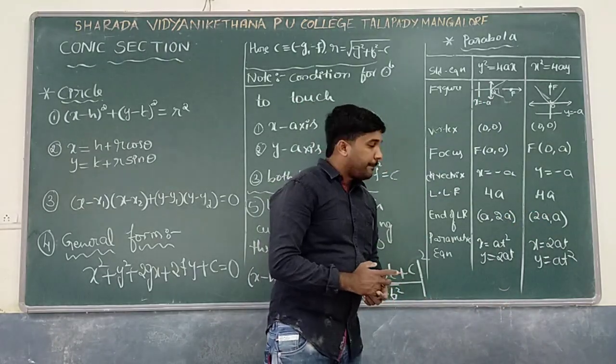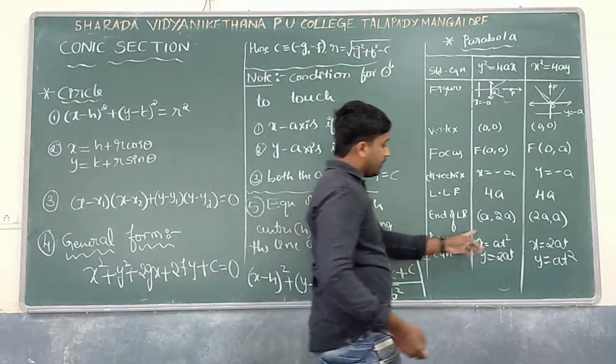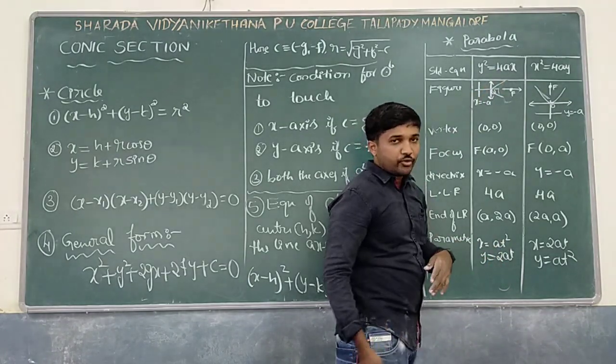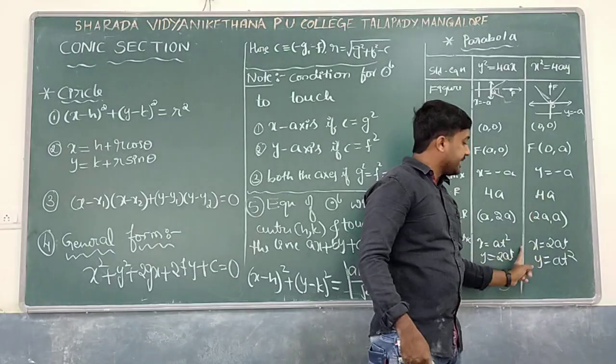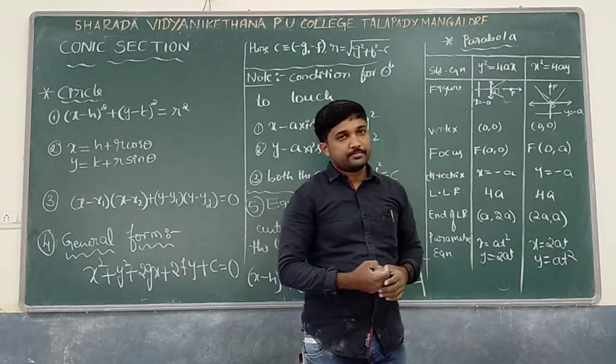Next, last one, parametric equation of parabola. It is x is equal to at square, y is equal to 2at for y square is equal to 4ax, and for the second case, x is equal to 2at, y is equal to at square.